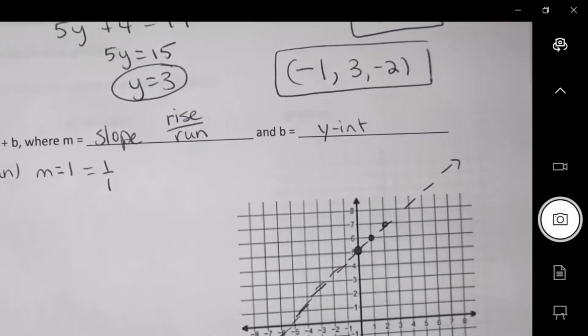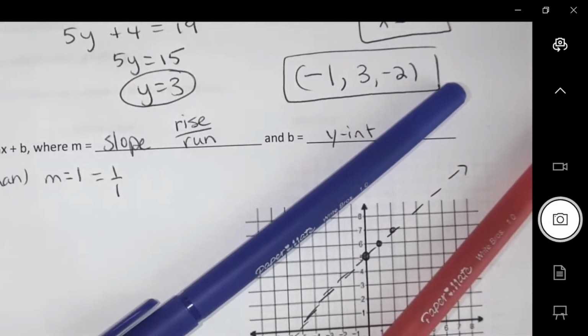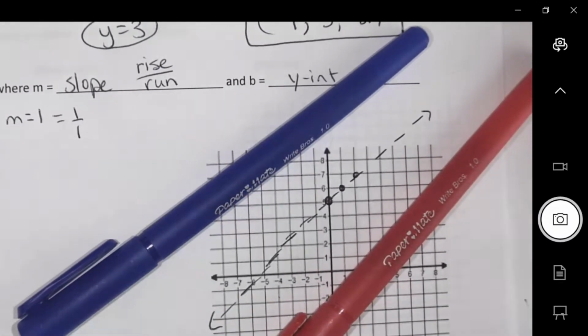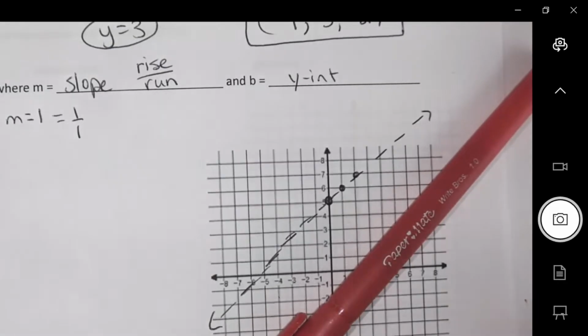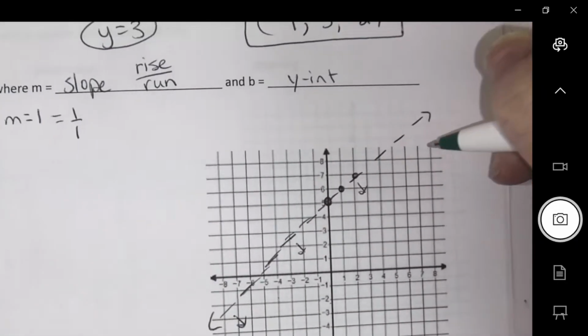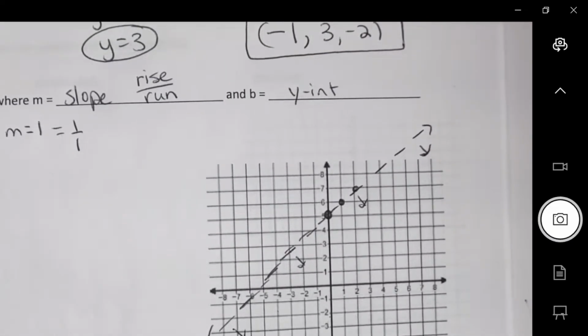Okay, you have 2 choices. Which side of the line will be less than? My blue or my red pen? Red. That side is less than. So right now I'm going to give myself some arrows because I'm just going to remind myself I need to be below it.